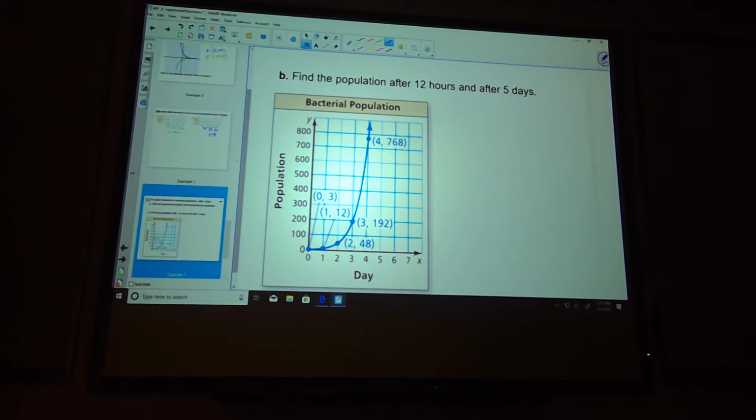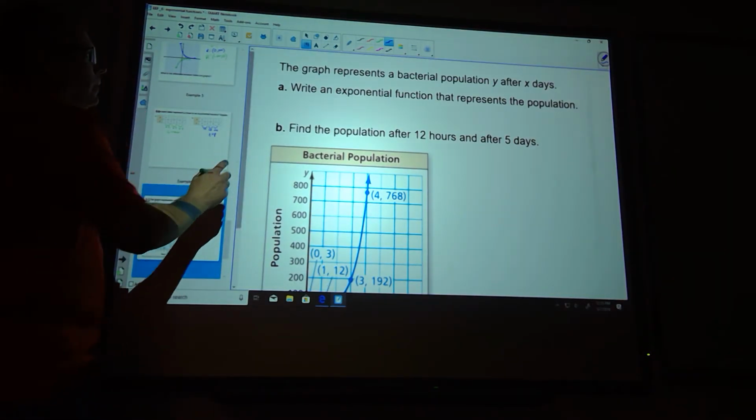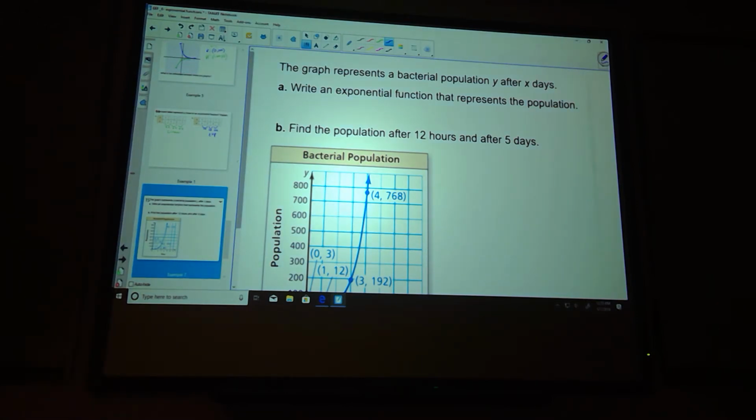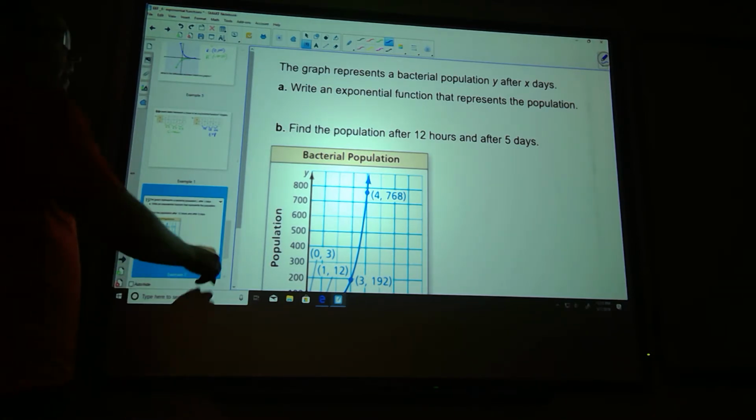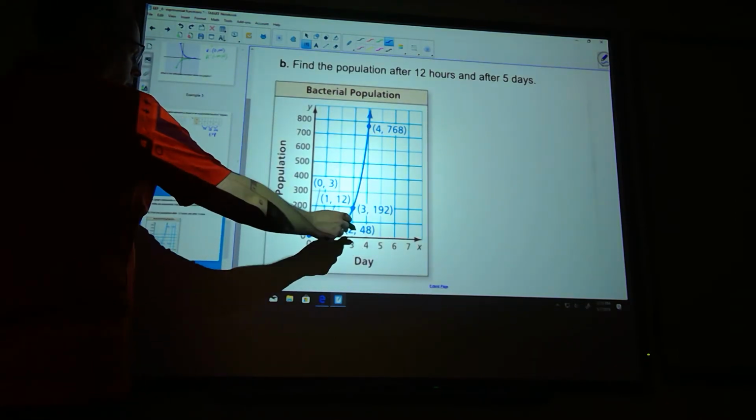All right. Okay. So this is our graph. Let's see what we got here. It says the graph represents a bacterial population Y after X days. So your days are on the x-axis, 1, 2, 3, 4, and in the y direction is how many there are. Write an exponential function that expresses the population. Find the population after 12 hours and after 5 days. So these are in days, right?